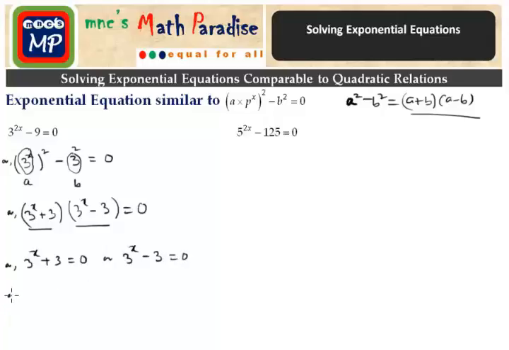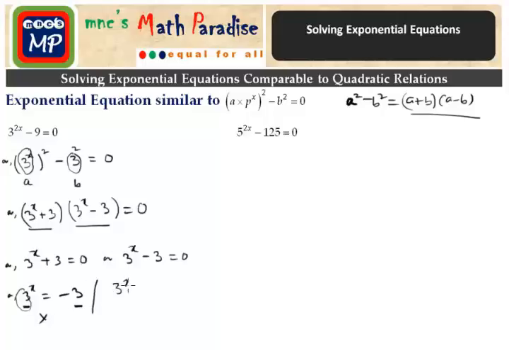Here 3 to the power x equals minus 3. Here one base is positive 3, and the other is negative 3. So we can't represent the negative 3 in terms of the positive 3 base. So from here we will not get any solution, because we can't represent minus 3 in terms of the plus 3 base. We will not get any solution from this factor.